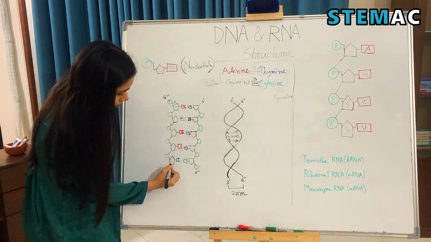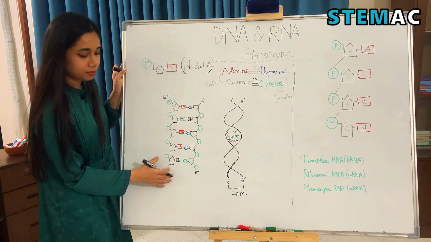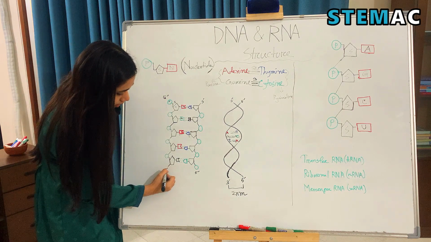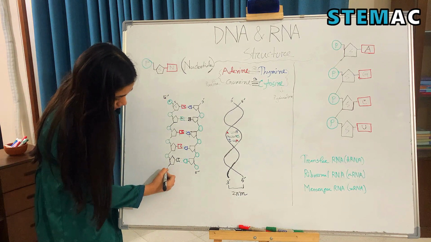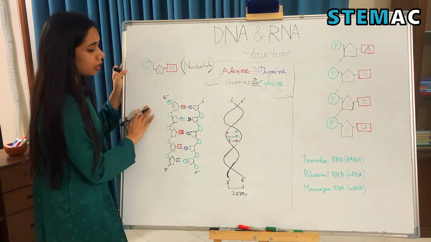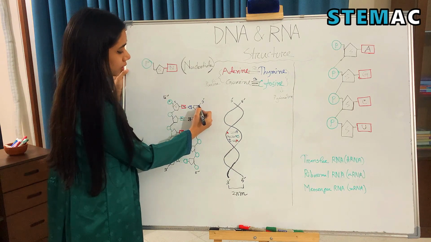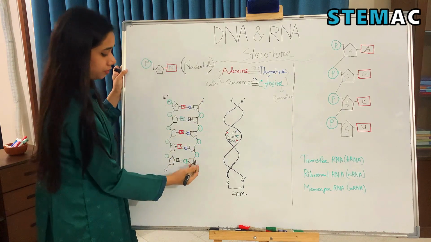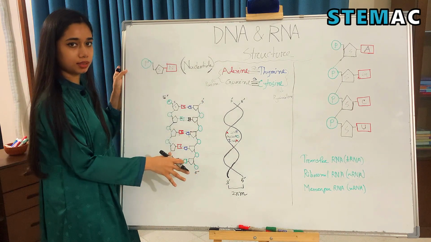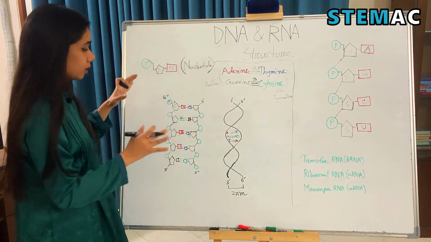And at the bottom we can see that the 3rd carbon, where the hydroxyl group is present, is at the bottom. So this is the 3' end of the polynucleotide strand. Now if you go to the opposite strand, we can see that the 3rd carbon is at the top and the 5th carbon, where the phosphate group is attached, is at the bottom. So they are anti-parallel to each other.